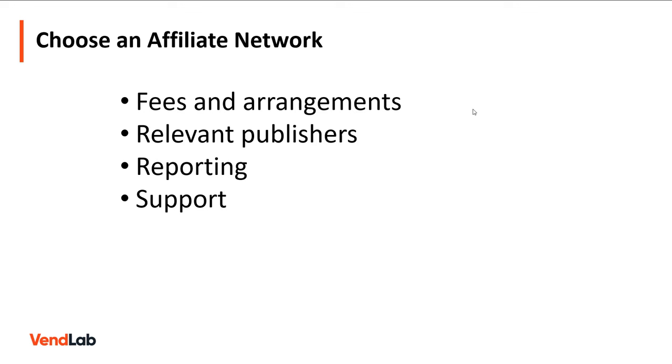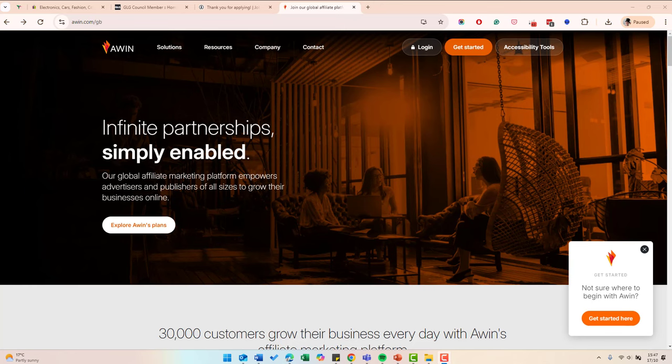Look at the kind of reporting available. Does it have the quality you need? Can you drill down to see where your sales are? And finally, support. What kind of support do they give? How quickly will they get back to you if you've got any queries? An example of an affiliate network is Awin.